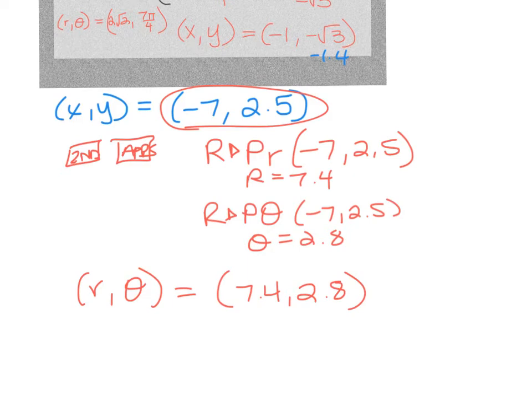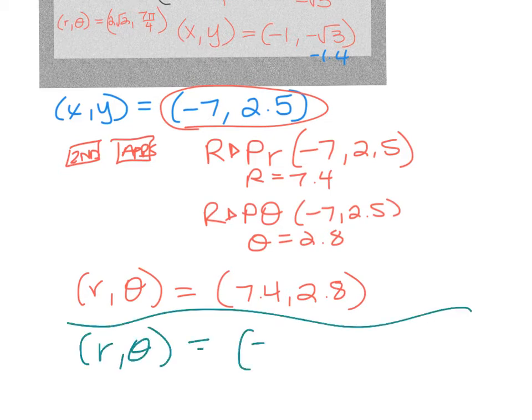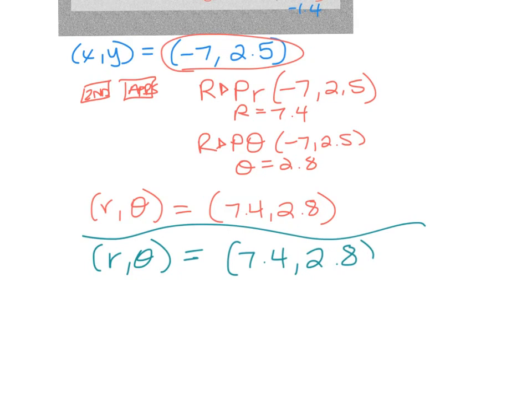Yep. And then if I want to go the other way, so if I give you that r, theta, let's use the ones that are there, 7.4 and 2.8. Then I go back to the same menu, but this time I'm doing polar to rectangular X and then polar to rectangular Y. So polar to rectangular X and type in 7.4, comma 2.8.